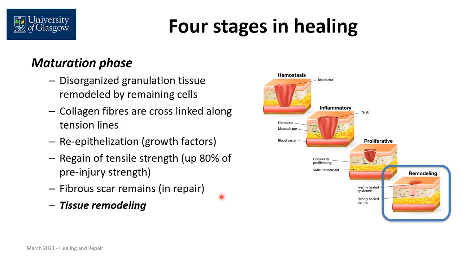Generally speaking, what happens in this stage is that you regain the tensile strength of a given tissue up to 80% of the pre-injury strength. So basically, your tissue is again functional and it is strong, at least up to 80% of what it was before the injury or the infection. The fibrous tissue remains, specifically when you're talking about repair as opposed to regeneration. If you have regeneration of the tissue, then generally speaking, the fibrous tissue isn't visible. The take-home message really is that the maturation phase is ultimately when the tissue gets remodeled.